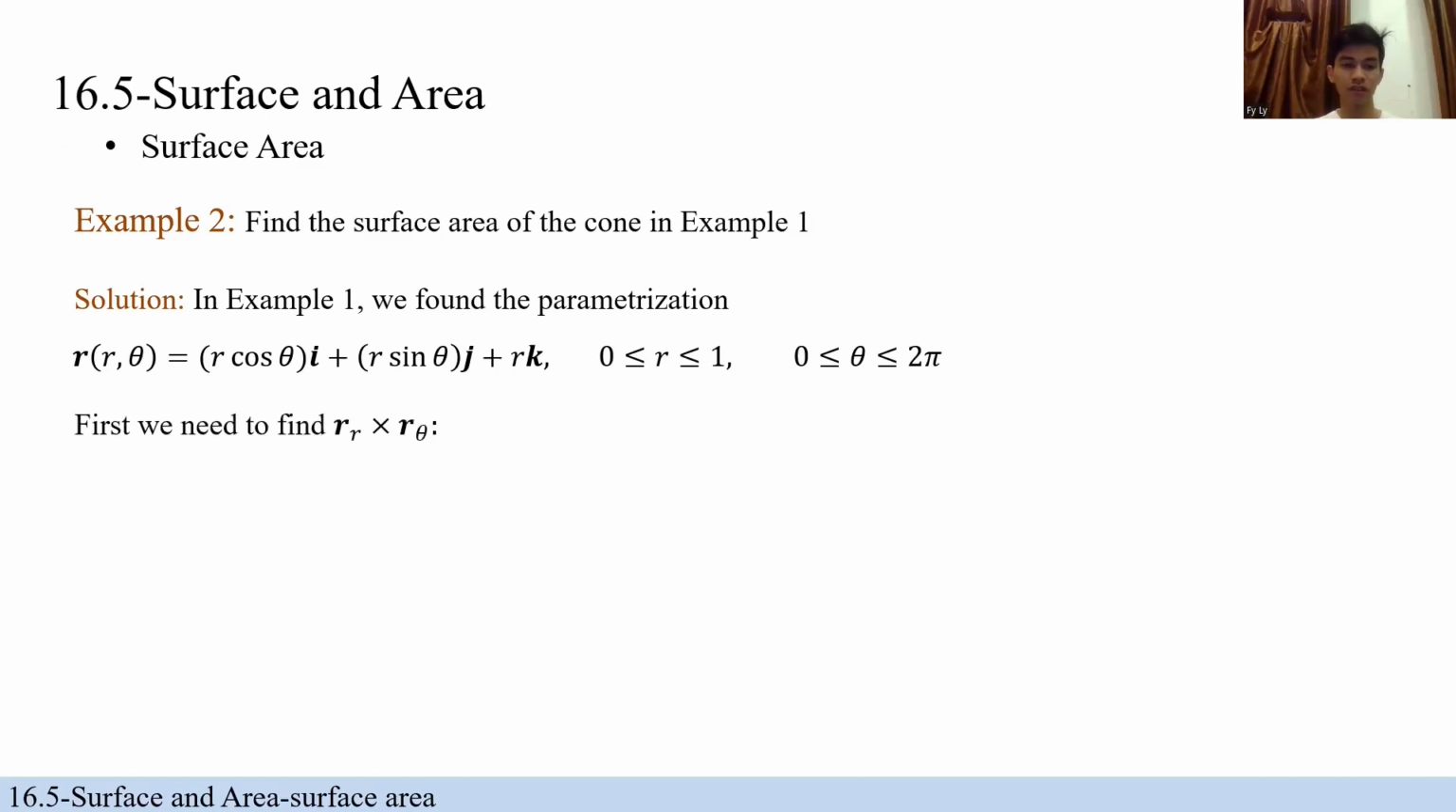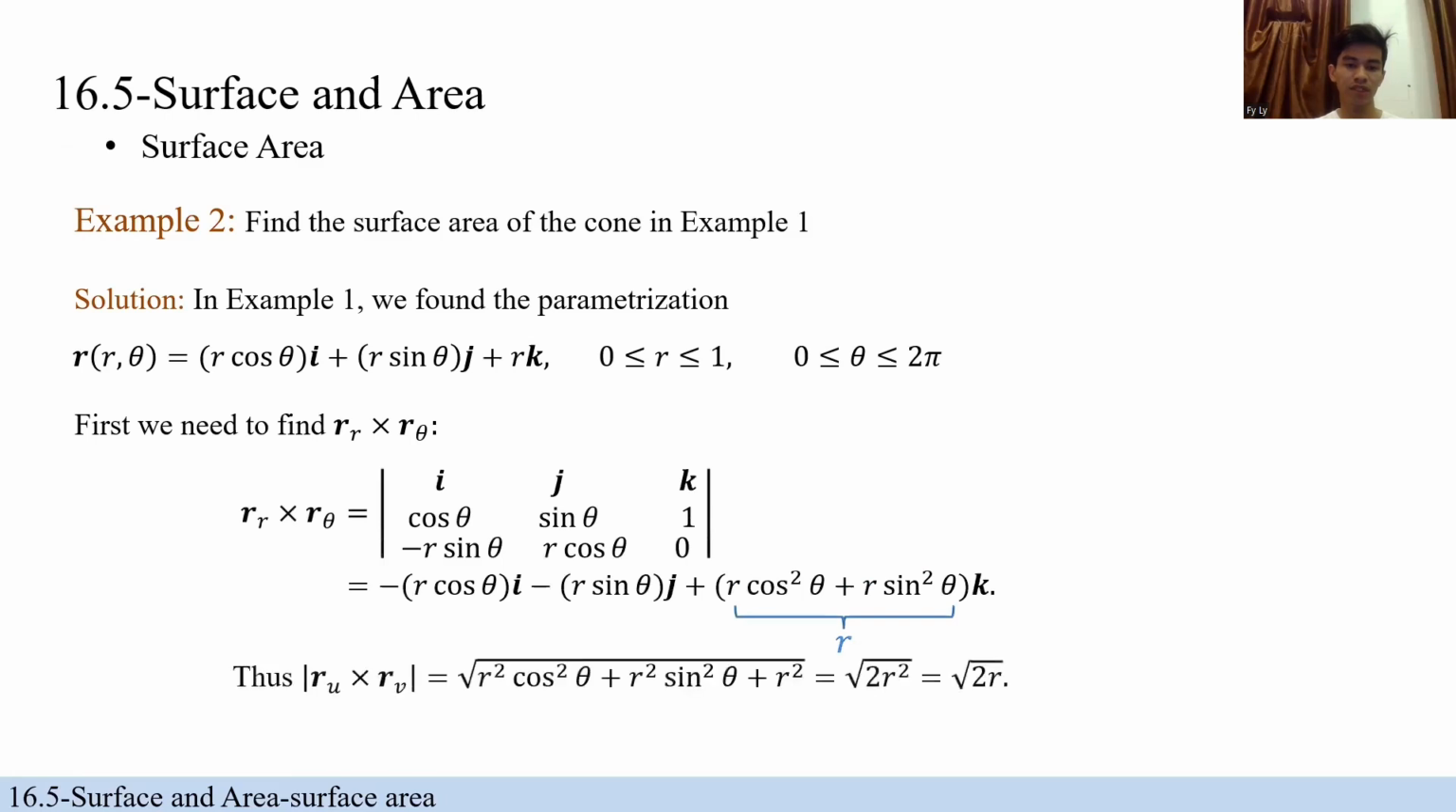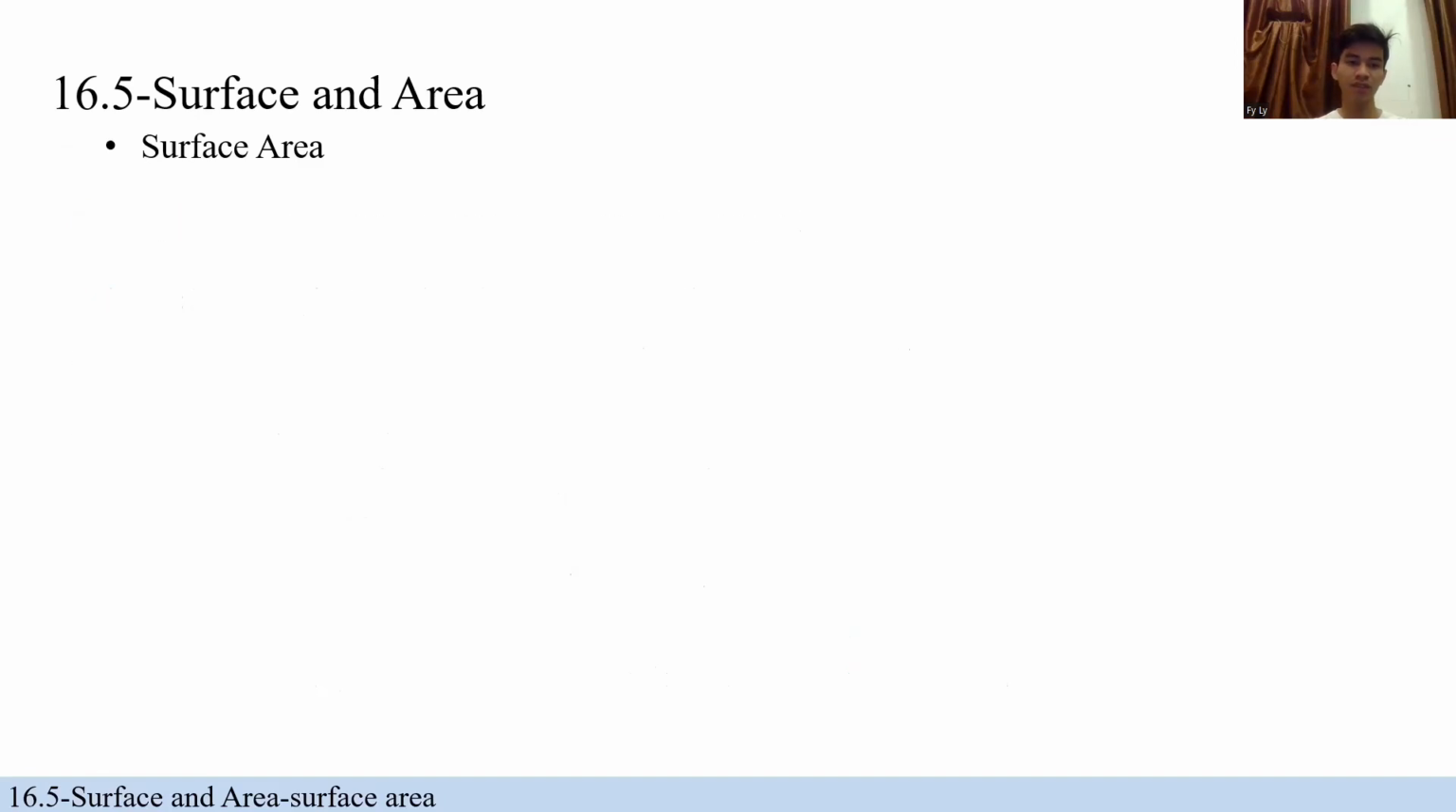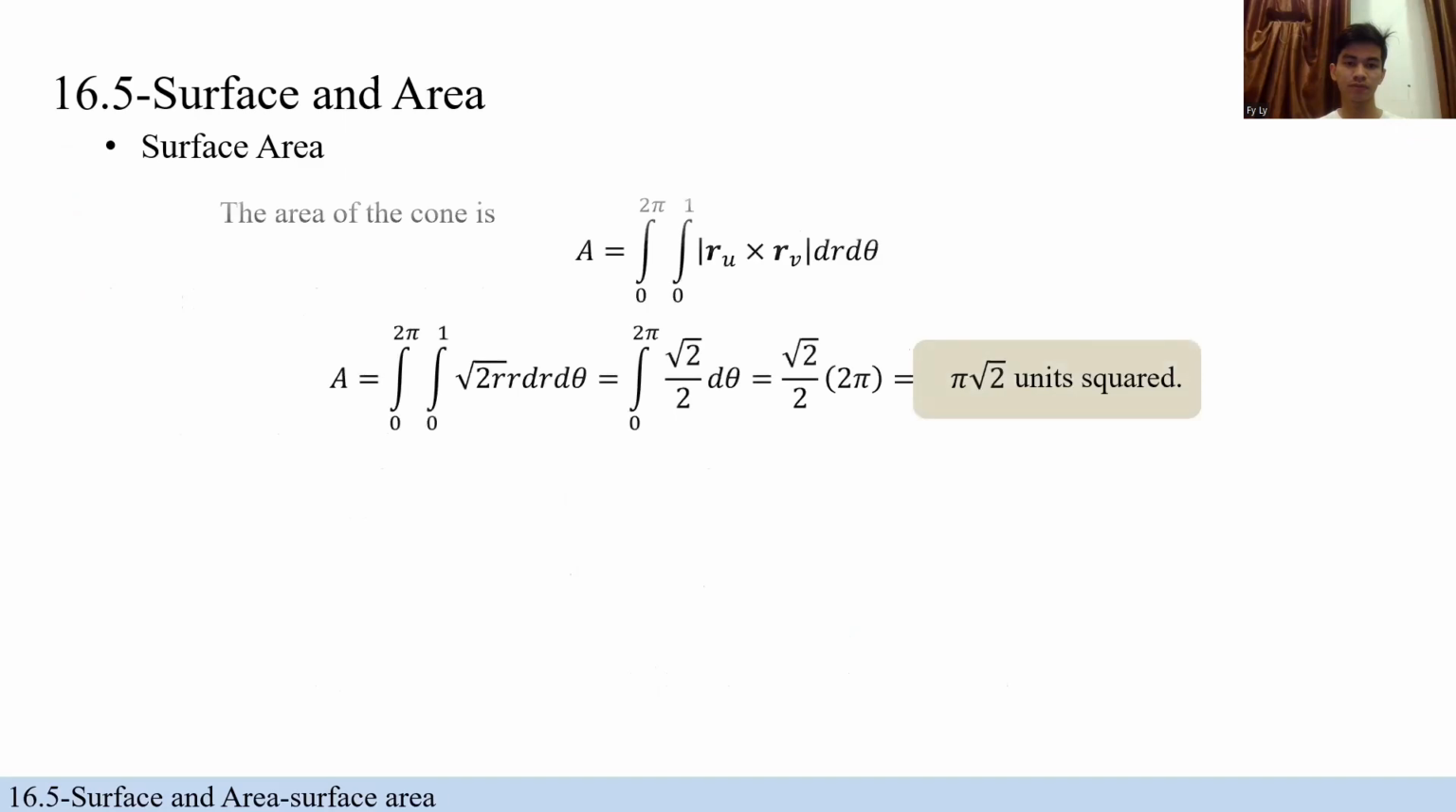First, we need to find the partial derivatives of r with respect to r and θ, and then we find the cross product r_r cross r_θ. After that, we find the magnitude of r_r cross product with r_θ, and the result is the square root of 2 times r. After that, we need to find the area of the cone.